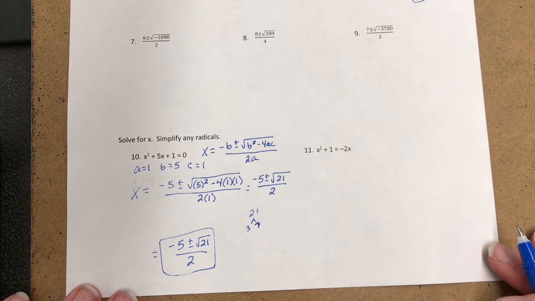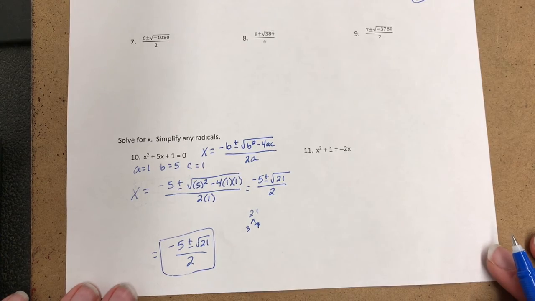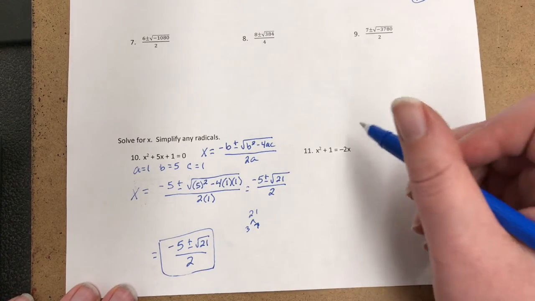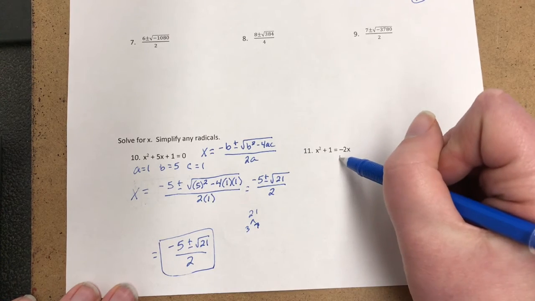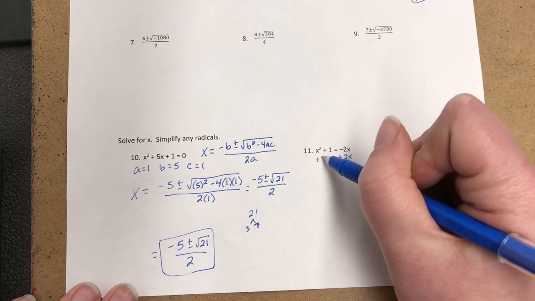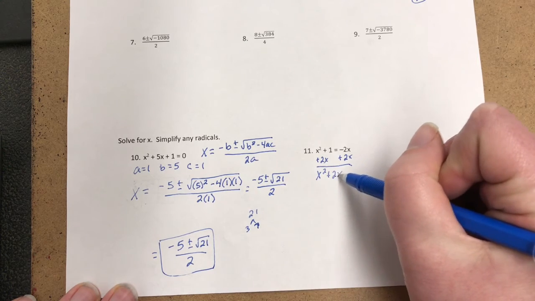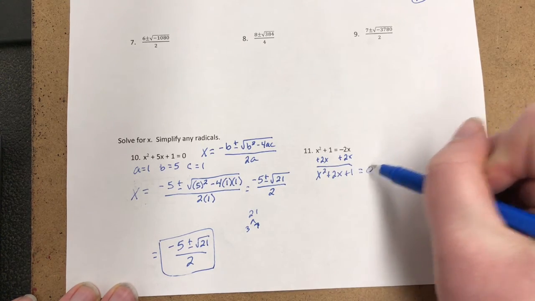Now for 11, to solve using completing the square, I know I have to have it equal to 0 first to be able to complete the square. So I'm going to add the 2x to both sides. So I get x squared plus 2x plus 1 equals 0.